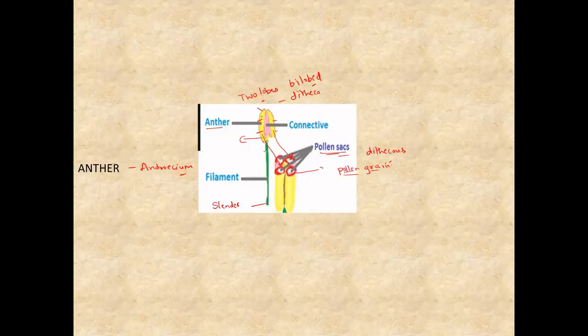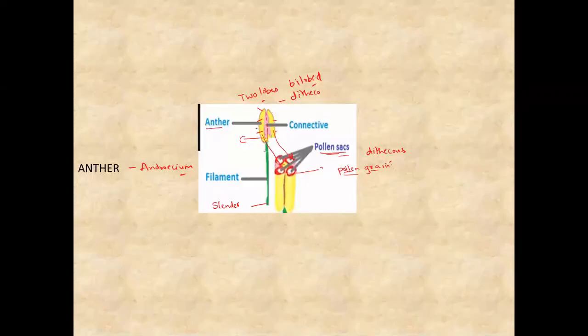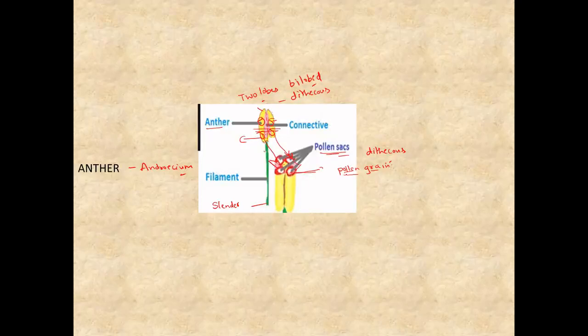Now this dithecous anther is actually bifurcating. Suppose you take a cross section of this anther, this is what we see inside. Internally you can see the presence of pollen sacs, 1, 2, 3, 4. So in each lobe you can find 2 pollen sacs. And inside these pollen sacs, the pollen grains are produced.